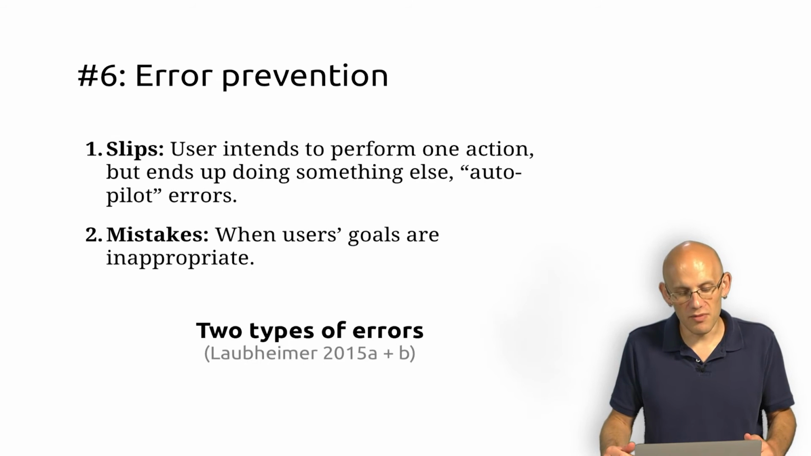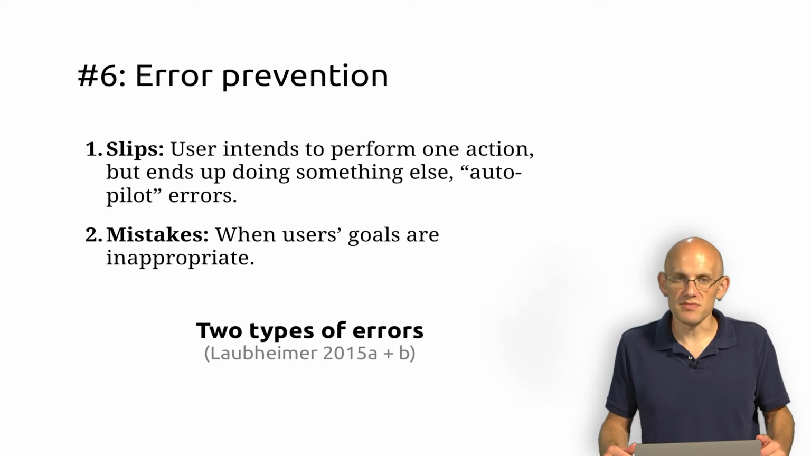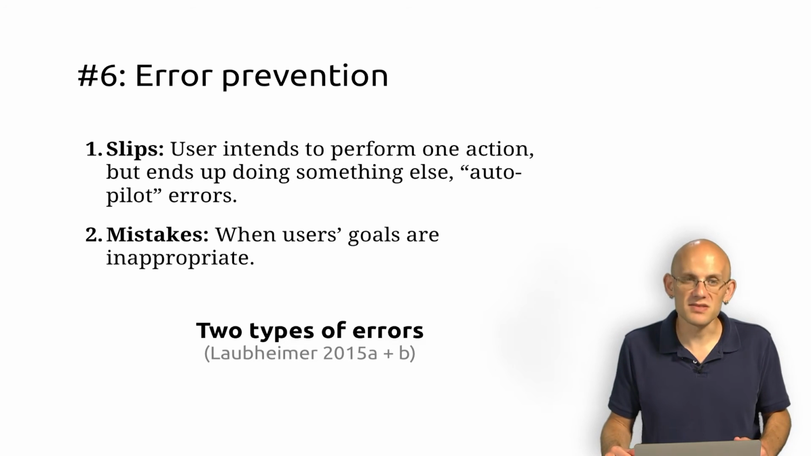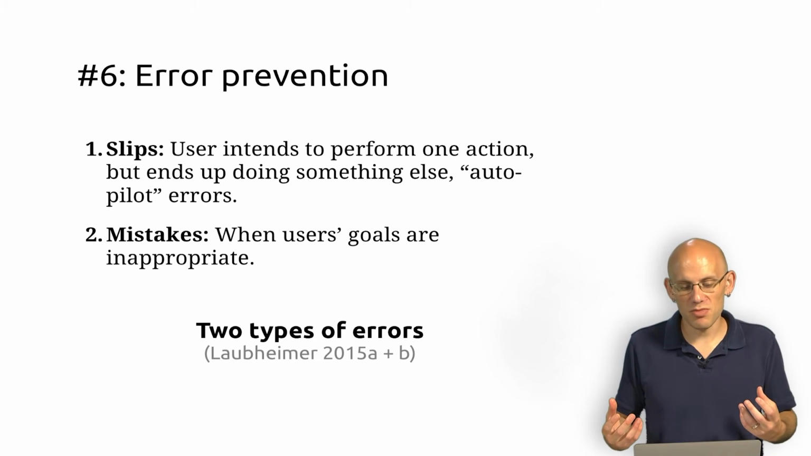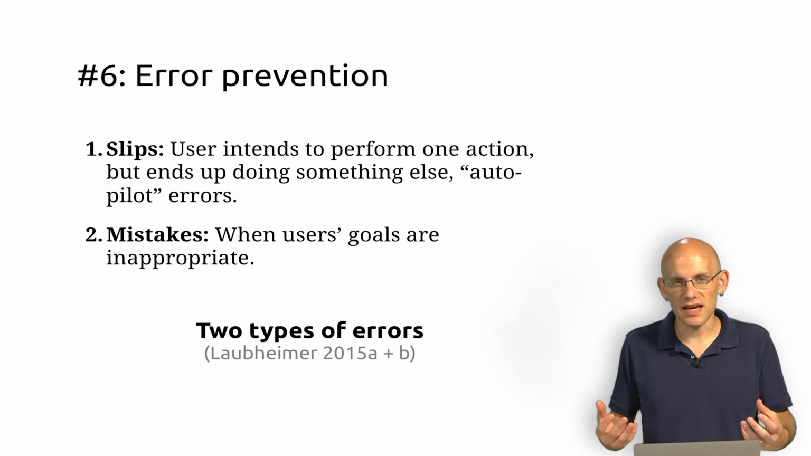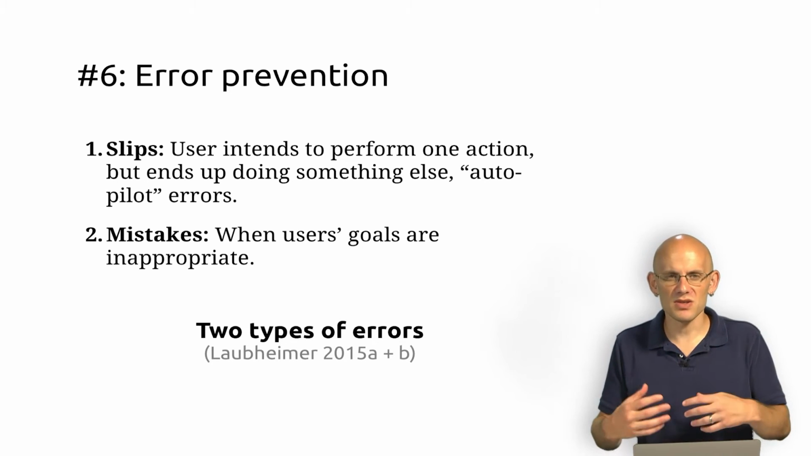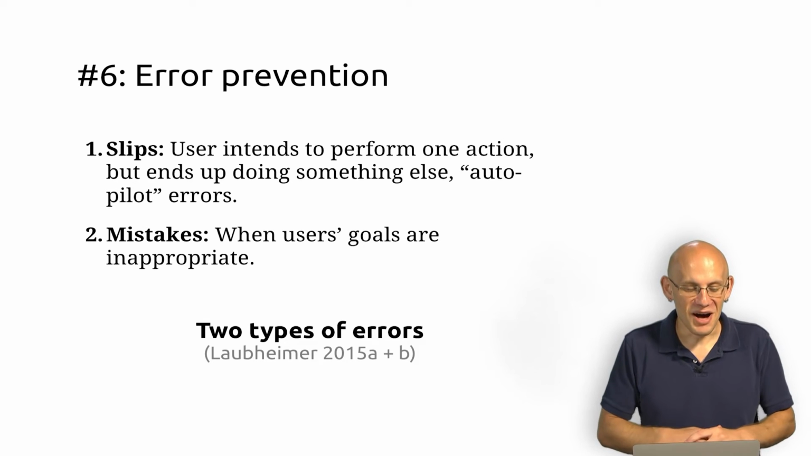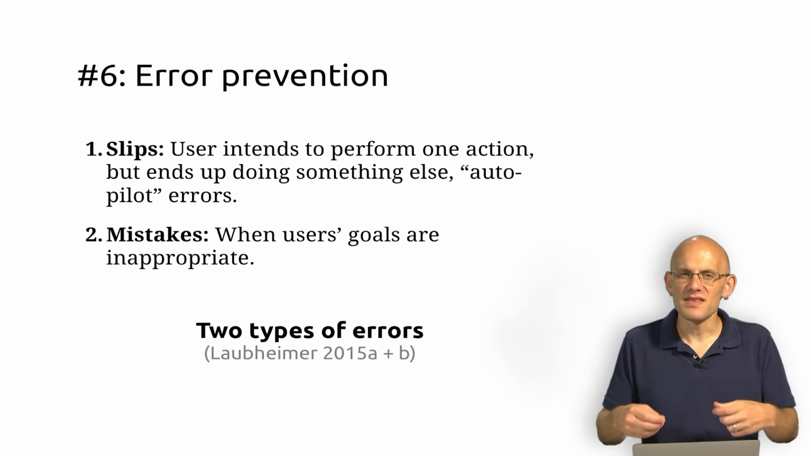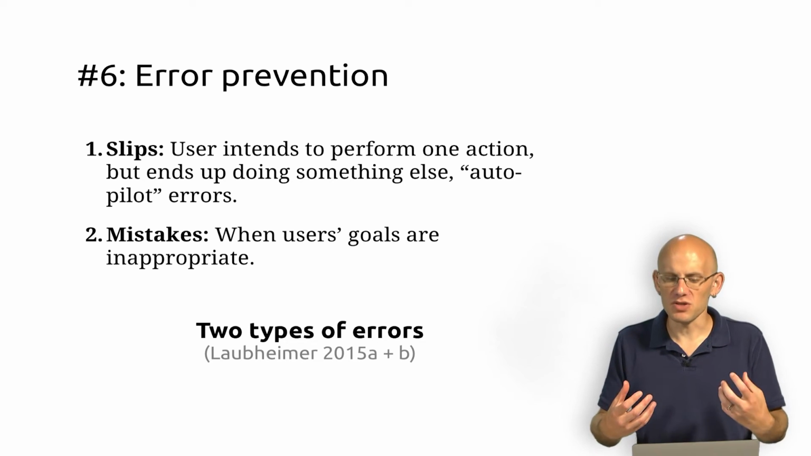Just as a quick refresher, when we're talking about errors, we're talking about two types of errors in particular. These are the two types of errors users typically make in a system. The first is a slip. A user intends to perform one action, but ends up doing something else. One version of this that's quite common is the autopilot error. When you're doing something and there's a slight variation from what you usually do, you do what you usually do and a slip happens. The second type of error is a mistake. This is when your goals are inappropriate, so when the user wants to do something that really they shouldn't do.